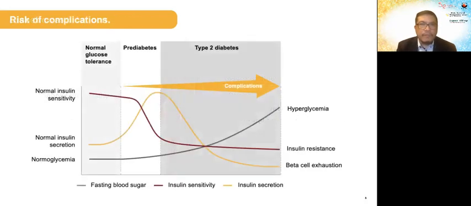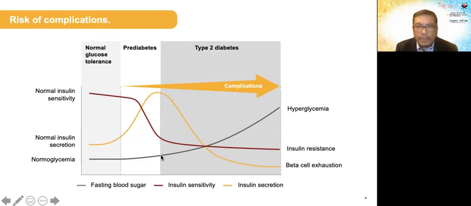This is a short review of the natural history of type 2 diabetes. In this slide, you will see that fasting blood sugar, as represented by the line in gray, slowly increases from normal glucose tolerance to pre-diabetic level, and eventually, at this particular point, clinical manifestations of diabetes mellitus appear with an elevated fasting plasma glucose.